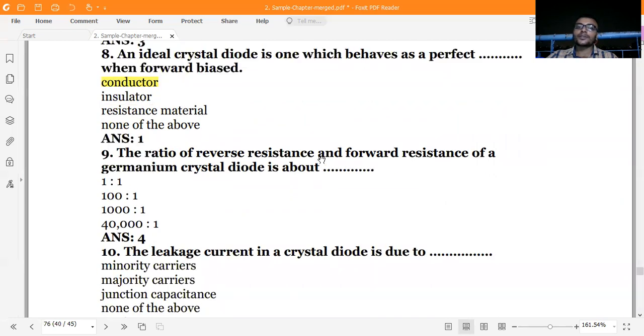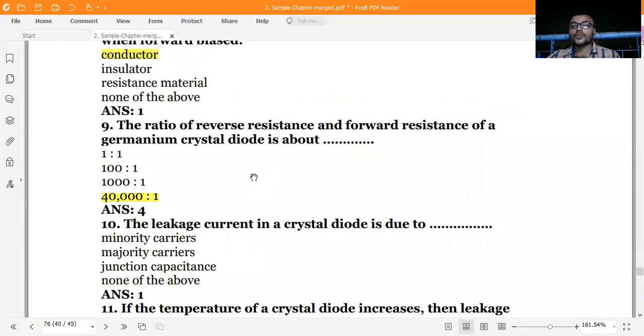The ratio of reverse resistance to forward resistance of a germanium crystal diode is around 40,000 to 1. These are critical questions, and we have to remember and read them.